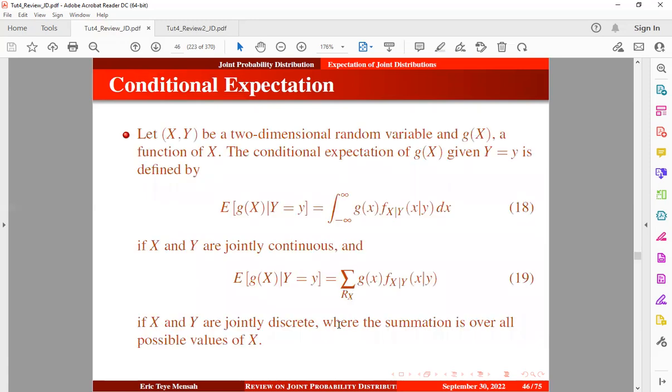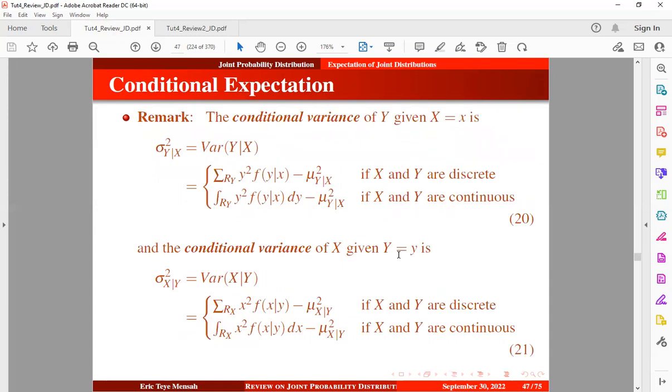So let x and y be a two-dimensional random variable, and let g of x be a function of x. The conditional expectation of g of x given y is defined by equation 18, provided that these two are jointly continuous. Okay, once they are continuous, we use this expression. And if x and y are jointly discrete, then we're going to use the expression in equation 19, where the summation is over all the possible values of x. Okay, so take notes of this.